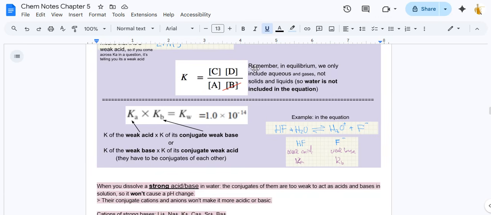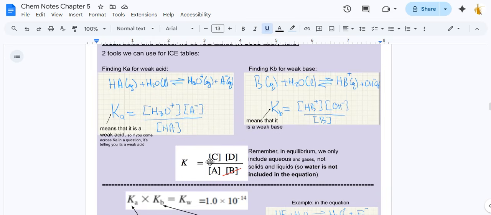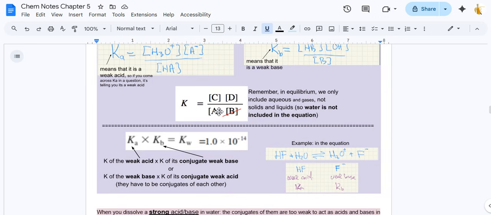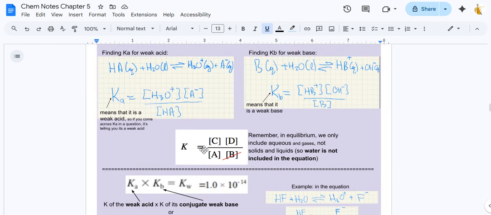And remember again, we only include aqueous solutions or aqueous species in the equation. So water isn't included. Right here and right here, you'll see that water isn't included because it's a liquid and not an aqueous species. That's why I crossed the B off, just for a reminder.